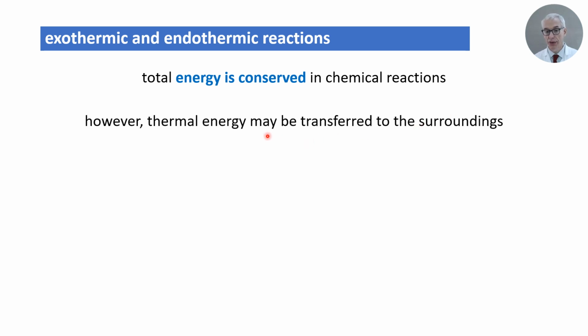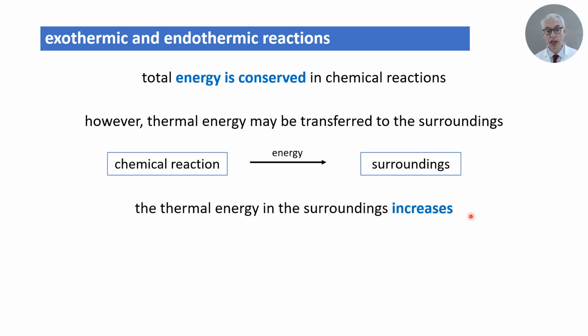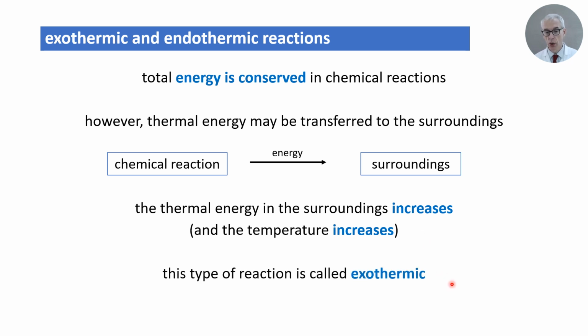However, thermal energy may be transferred from the reaction to the surroundings. So a chemical reaction takes place, and thermal energy is transferred to the surroundings. Therefore, the thermal energy in the surroundings increases and the temperature increases. We call that type of reaction exothermic.